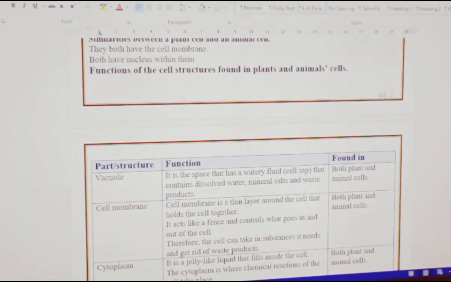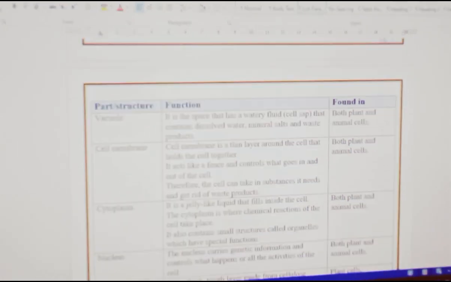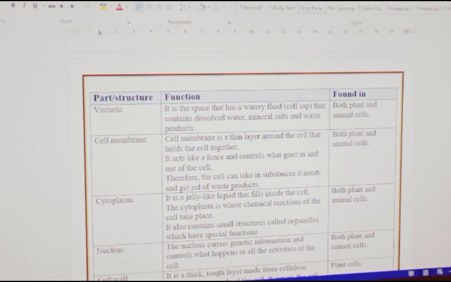Let's move on to cytoplasm. It is a jelly-like liquid that fills the inside of the cell. It is where chemical reactions of the cell take place. It also contains small structures called organelles, which have special functions.